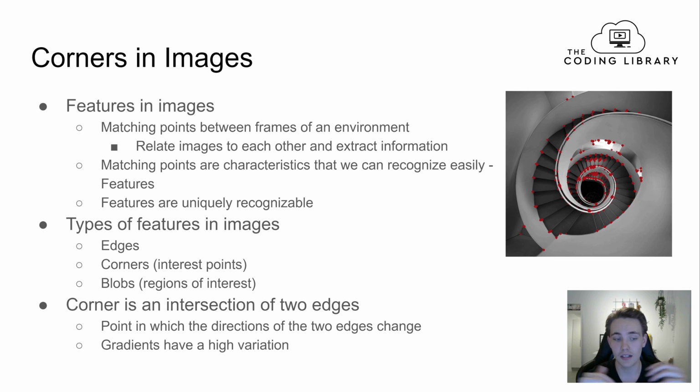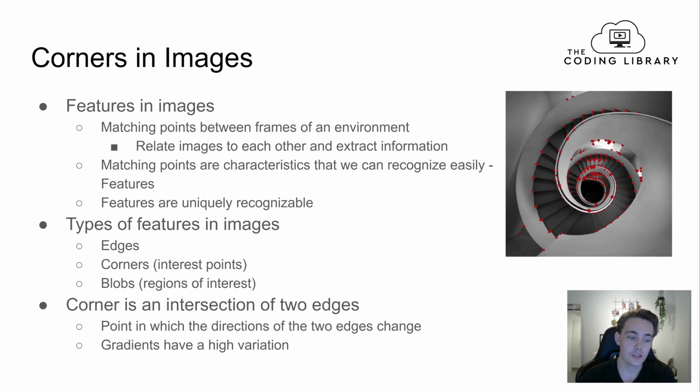It's really just the interest point of an image, and we can do a lot of different things with corner detection, extracting information and doing object detection and stuff like that. And then we can also have blobs, which are also a type of feature, which are just regions of interest instead of just one pixel or one specific point.